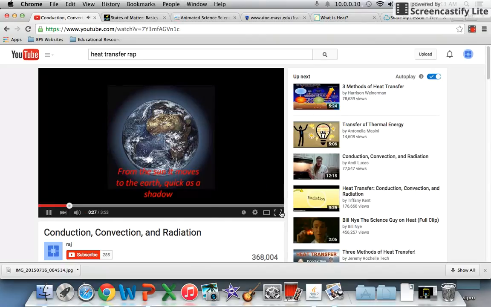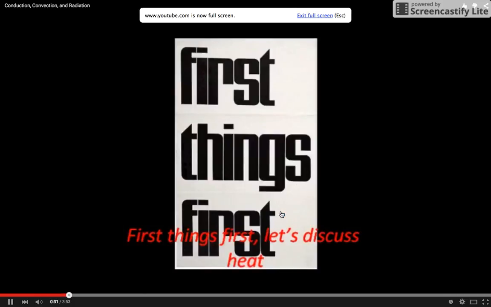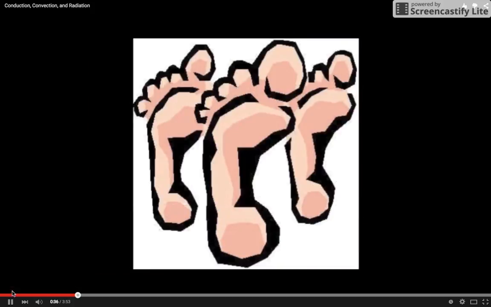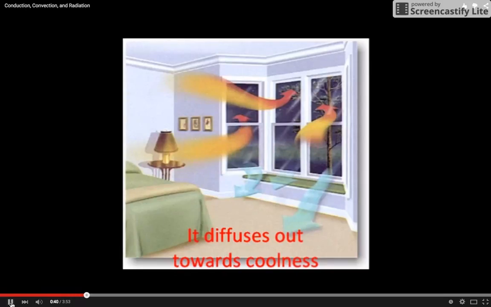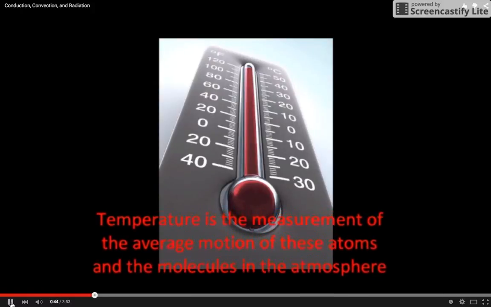The earth quick as a shadow and disperses with radiation, conduction, and convection. First things first, let's discuss heat. What it is before you pay for it to warm your feet. Heat is the energy that flows when atoms and molecules move. It diffuses out towards coolness. Temperature is the measurement of the average motion of these atoms and molecules.